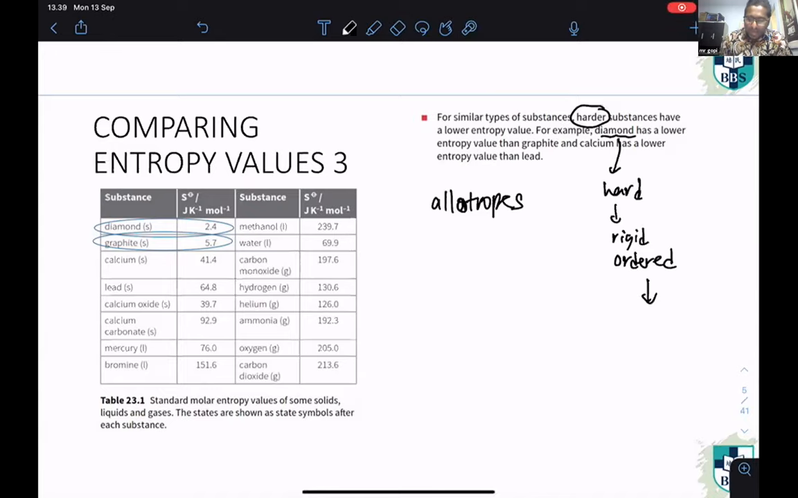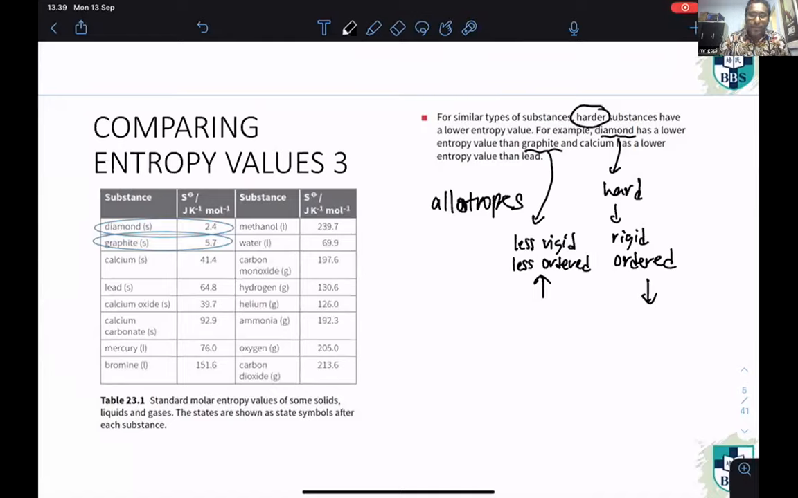On the other hand, graphite is more soft. The layers of the graphite can move around and slide on top of each other. Therefore, they are less rigid, less ordered, or you can say they are disordered. Therefore, their entropy is going to be greater. So this is how you compare.